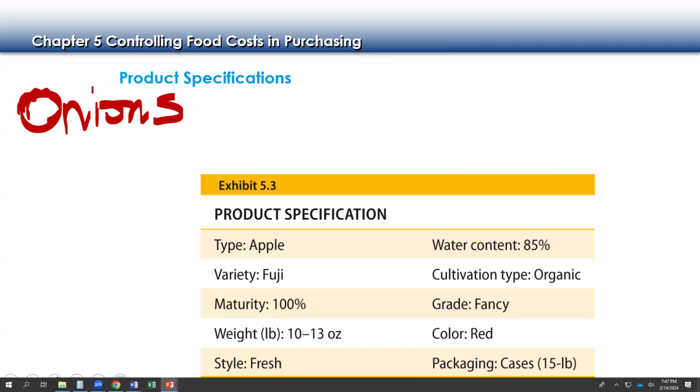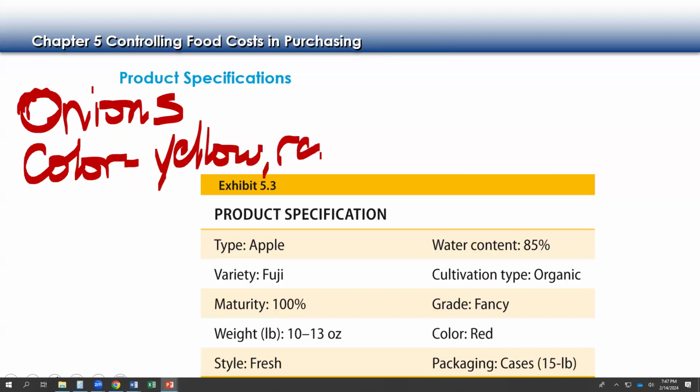Okay. So who can give me a quality of an onion that we might be looking for? Okay, so the color of onion, is it yellow, red, white? Okay. They all have different flavor profiles. I personally hate white onions on a burger, but I love red onions on a burger. They have a different flavor profile if I want to eat raw onions, okay?